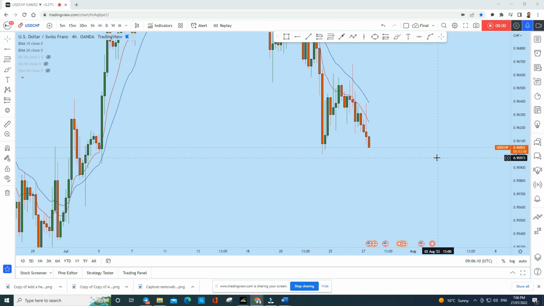What's up, traders? So let's do a complete multi-time frame analysis of USD CHF. Let's see what kind of trading opportunity we have in this instrument.